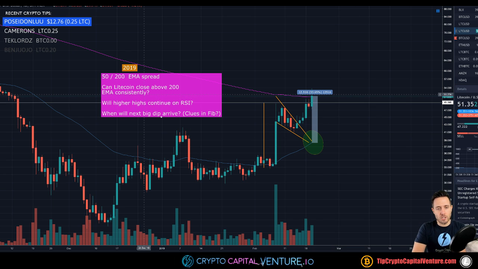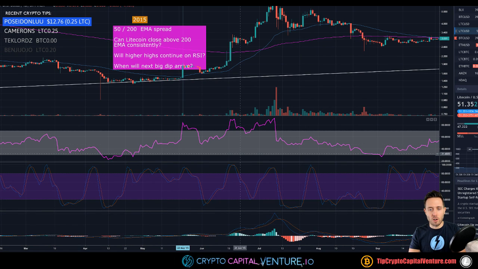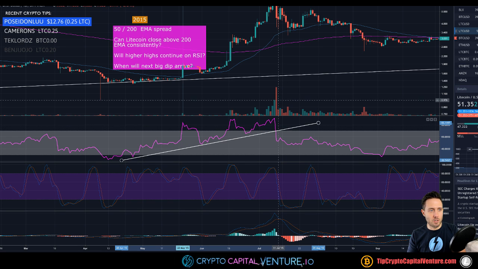So the third question, will higher highs continue on RSI? So what do higher highs on the RSI look like? What do higher highs in the momentum of Litecoin look like? It's simple. Here is the RSI for Litecoin as it climbed out of this bear market back in 2015. And you can kind of see just this momentum from April through May, and let me get one of these trend lines to make it easier. So you see we have these higher lows, we have these higher highs.